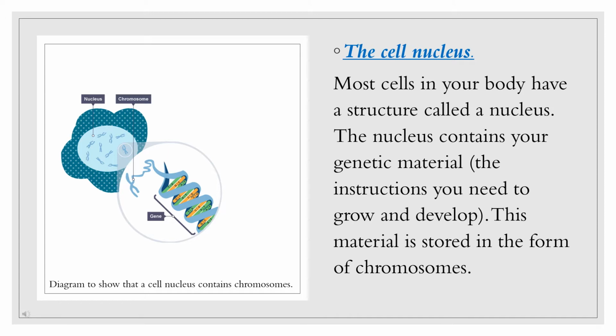And also here on the side, I have a diagram to show that a cell nucleus contains chromosomes. So we have the chromosome on the side, the nucleus, and then here's the chromosome, a little chromosome. I think you should be able to know it. Yeah, it's labeled anyways. And also we have the gene. So have a look at it, and this is how a cell that contains chromosomes looks.